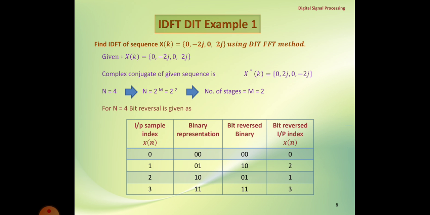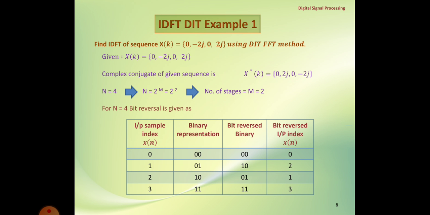First step, take the complex conjugate of the given sequence, that is x conjugate of k equal to 0, 2j, 0, -2j. What is the complex conjugate? We have to just change the sign of the imaginary term. So plus j will become minus j and minus j will become plus j. For this example, the number of samples N equals 4. This can be represented as a power of 2, so N equals 2 raised to m, that is 2 raised to 2. That means this example has 2 stages.